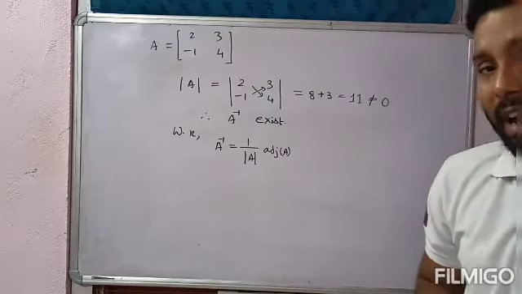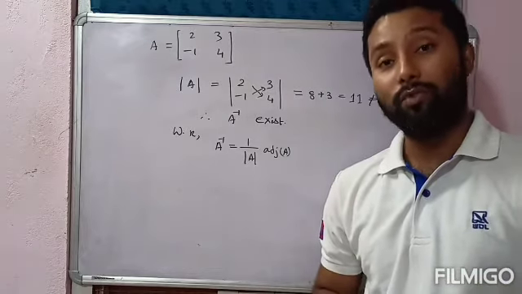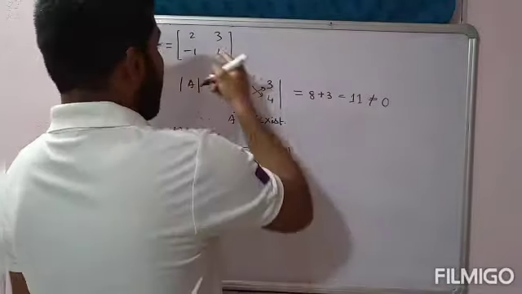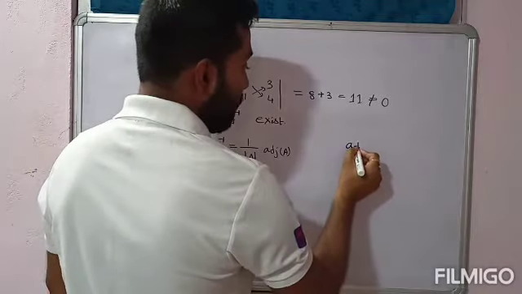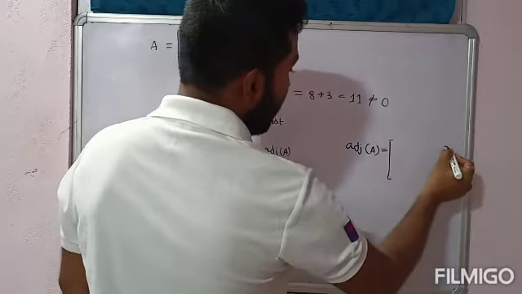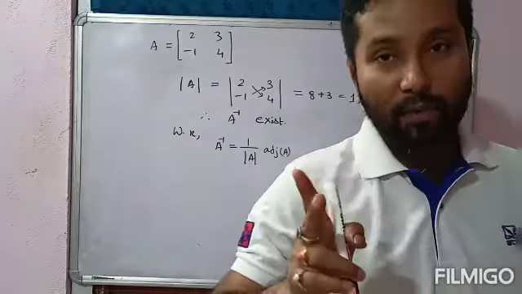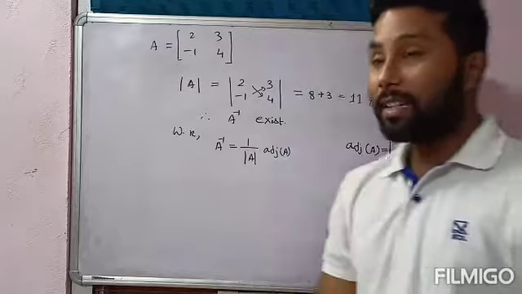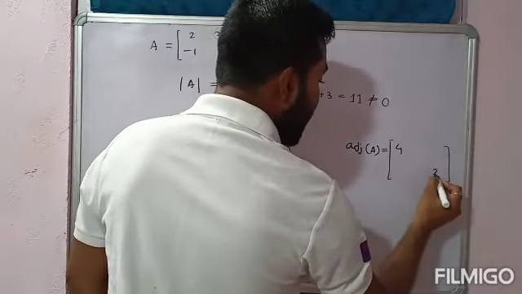In the last class I discussed how to find the adjoint of a matrix of order 2. Shortcut method जो है वो apply कर सकते हैं यहाँ पे. So since here A equals [2, 3; -1, 4], how to find the adjoint? What is the shortcut method? Interchange the position of A11 and A22. That means interchange the diagonal elements. So यहाँ पे आ जाएगा 4 और ये हो जाएगा 2.